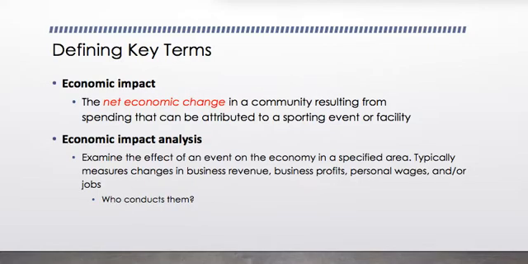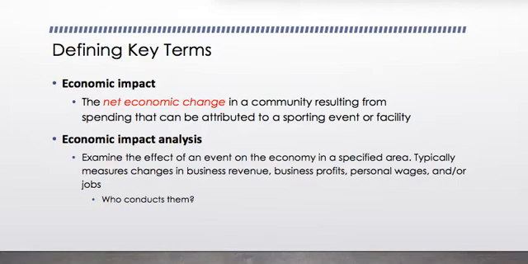Okay, a couple key terms here for us to identify: economic impact. Obviously, the title of our lesson here. What is economic impact? Well, it is the net economic change in a community resulting from the spending that can be attributed to a sporting event or facility. Let's focus in on that phrase, net economic change. Net economic change essentially just refers to money that enters a community that would not have otherwise happened if the sporting event did not occur, right? So this net economic change is a direct result of a sport facility or event.